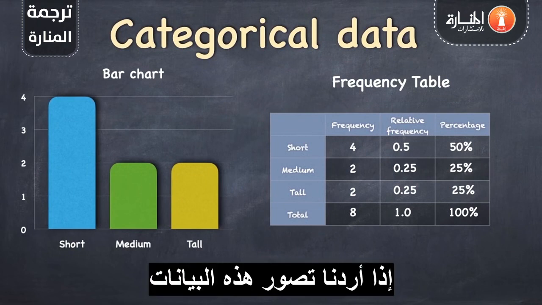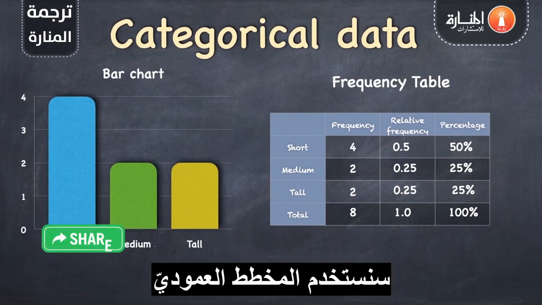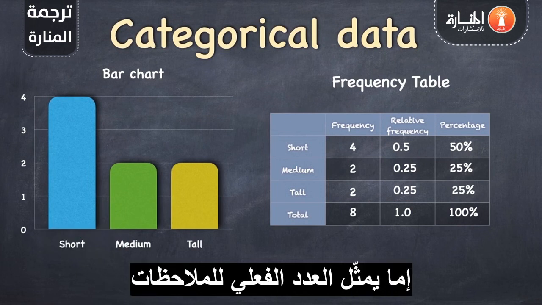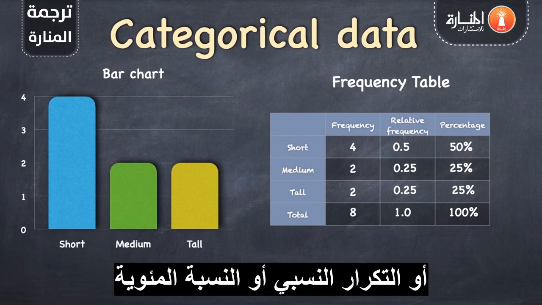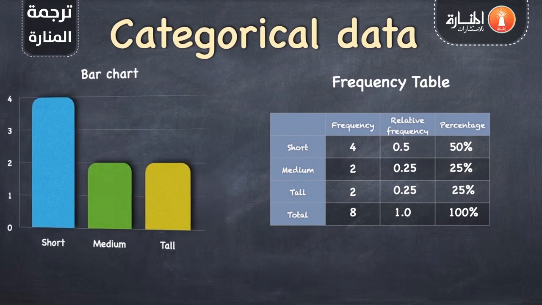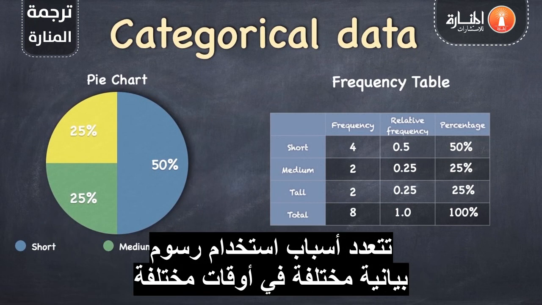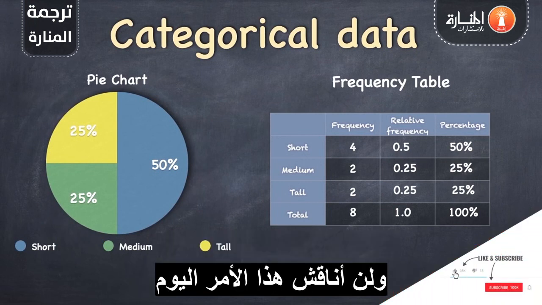If we want to visualize this data, of course, we can use a bar chart where the height of the bar is either the actual number of observations or the relative frequency or the percentage. An alternative is to use the pie chart. There are different reasons for using different graphs at different times, and I'm not going to get into that today.